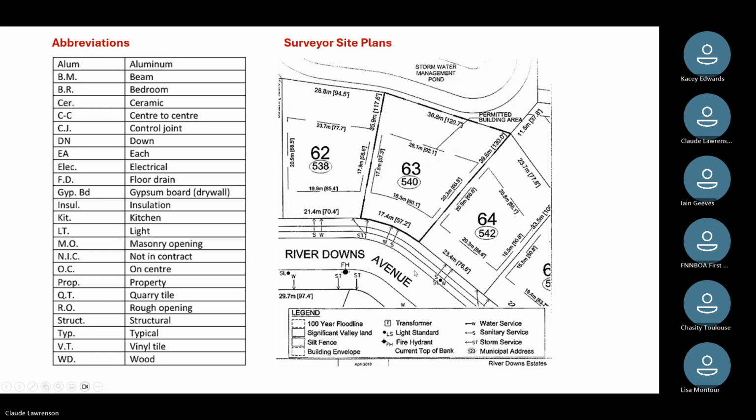So just to give you a little bit of background, by the way, the ones in the oval, 538, are the municipal addresses. So this would be 538 River Downs, 540 River Downs, 542 River Downs. Again, this is just a partial plan of a surveyor's site layout or site plan.